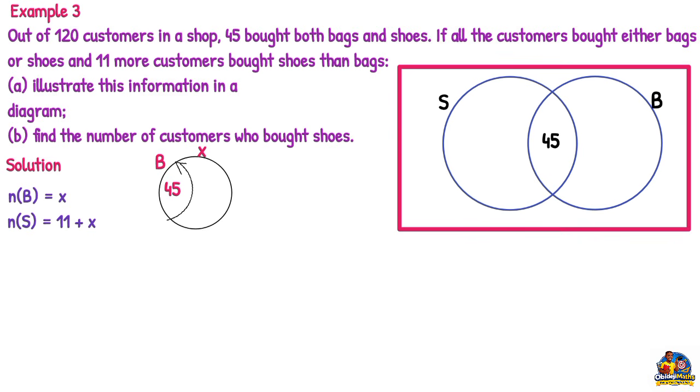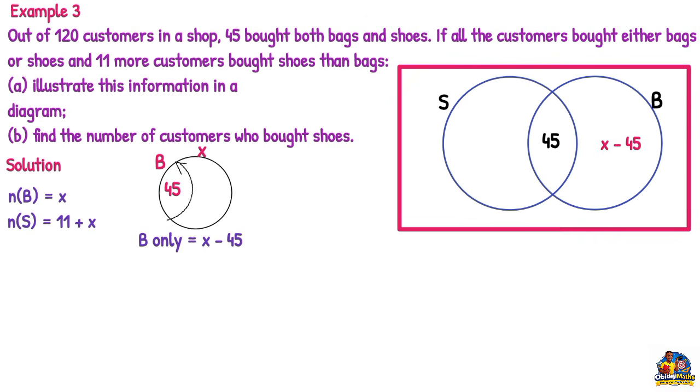You can see that 45 is part of that circle. So to get the remaining one, which is bags only, we are going to remove 45 from x. That will be x minus 45 because everything is x. So that will be x minus 45. So let's write it there, x minus 45.